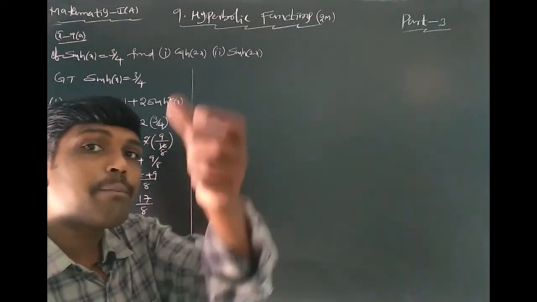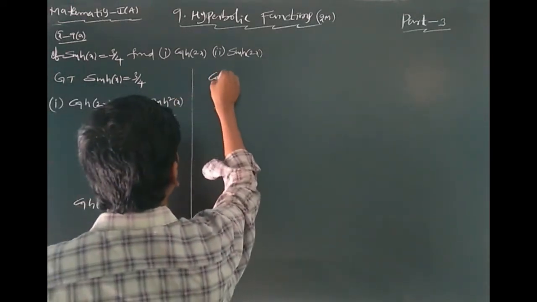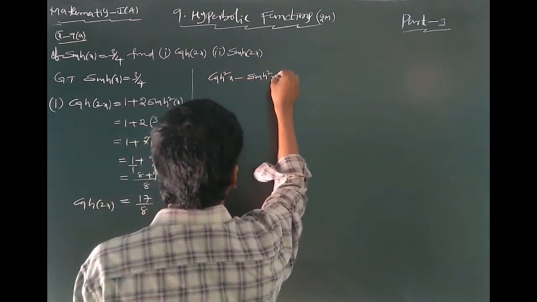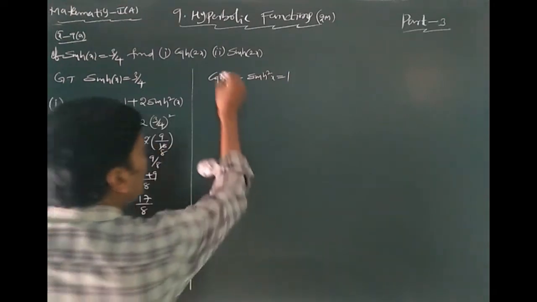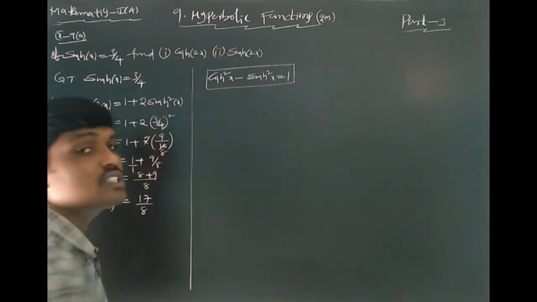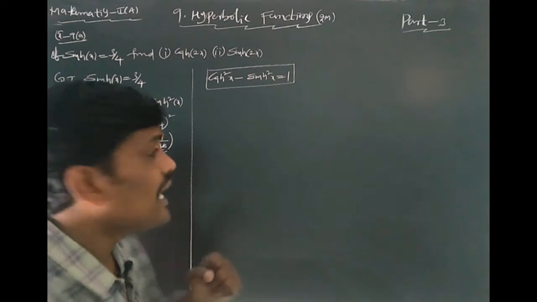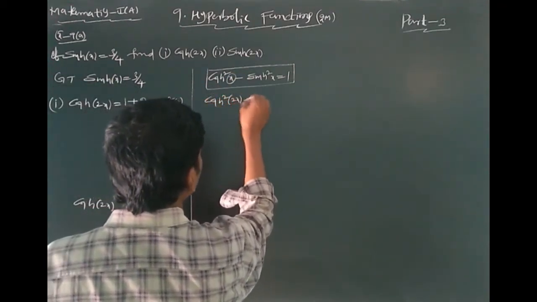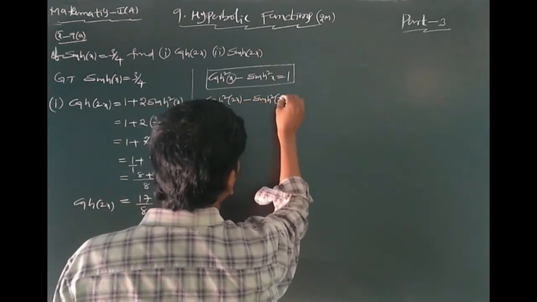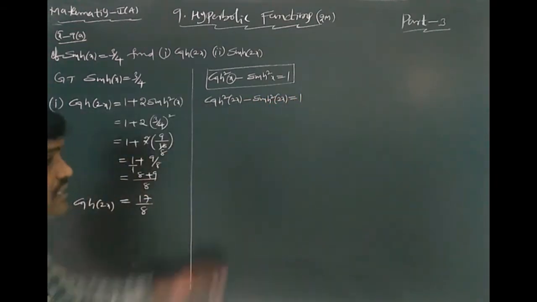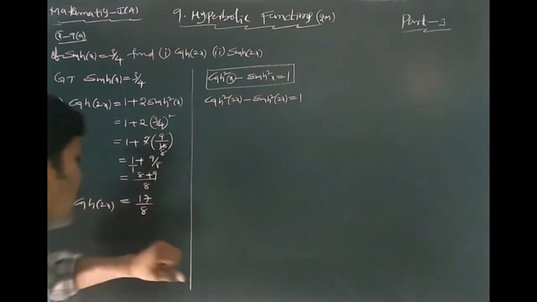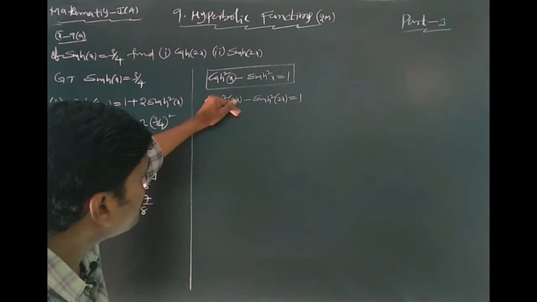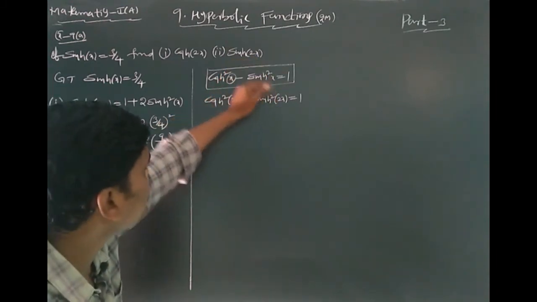Next, by the first identity of the hyperbolic functions. What is the first identity? Cosh square x minus sinh square x equal to 1. In this identity, in place of x you can take 2x: cosh square of 2x minus sinh square of 2x equal to 1. In this equation, you know the value of cosh 2x, so you can substitute it and find sinh 2x.